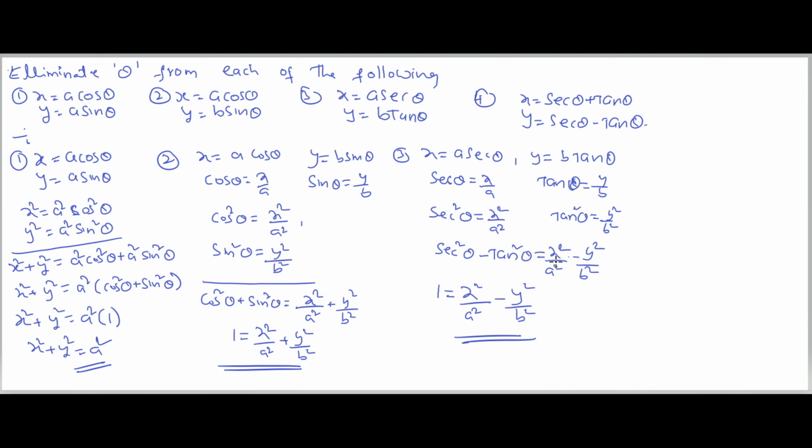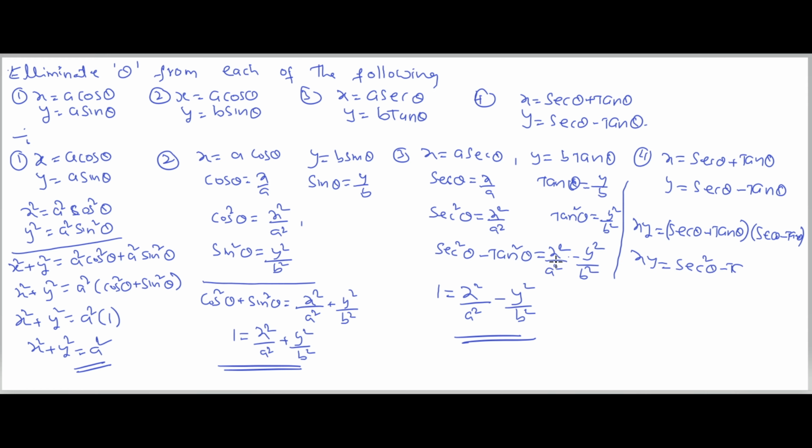This is the answer. And fourth one, x is equal to secant theta plus tan theta and y is equal to secant theta minus tan theta. Multiplying these two equations, that is x into y, xy is equal to secant theta plus tan theta into secant theta minus tan theta. This is of the form a plus b into a minus b, which is written as secant square theta minus tan square theta. So xy is equal to secant square theta minus tan square theta, which is 1.